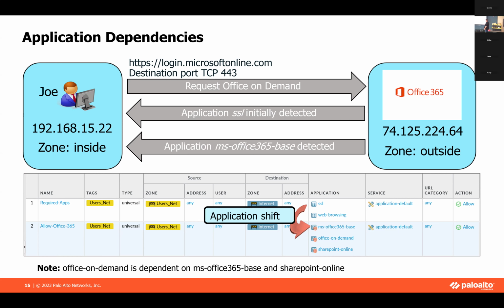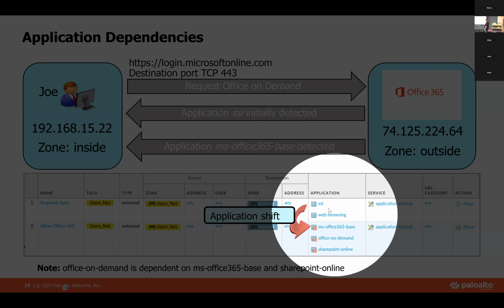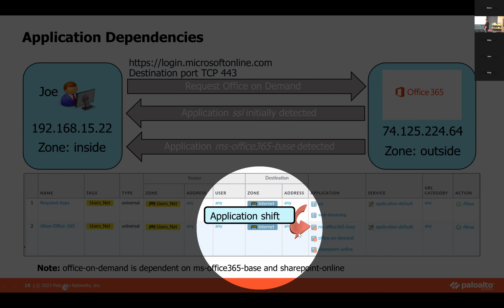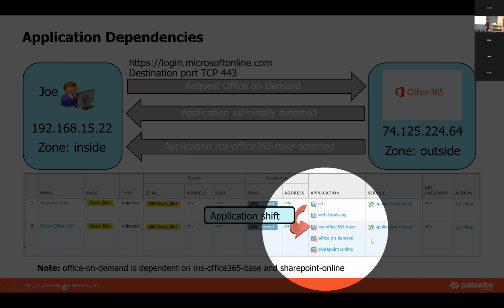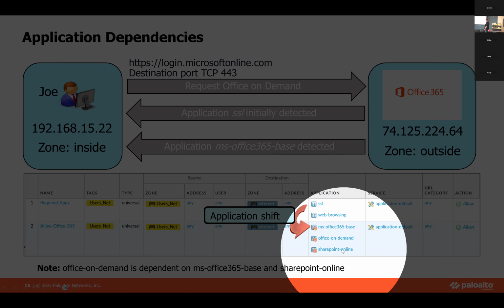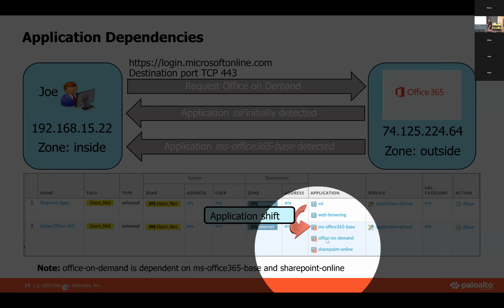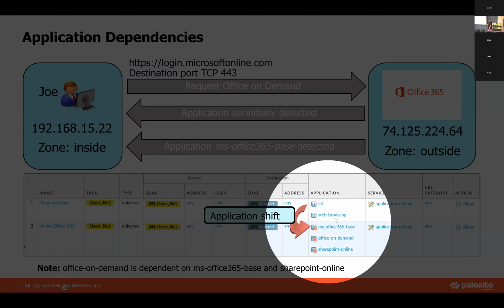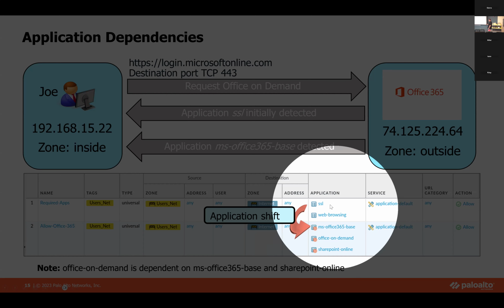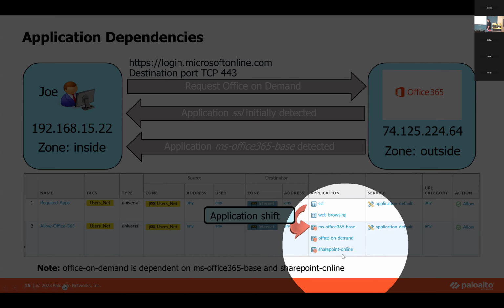If I'm going further than that, it may shift from generic traffic like this, SSL web browsing, to where we are specifically outlining 365 base, Office on Demand, and SharePoint. All right. Notice those are two different rules. They're set up very similar to each other, but we would want to, over time, restrict this one down. We wouldn't want to just let generic SSL and web browsing traffic. We want to allow only the ones that we specify.